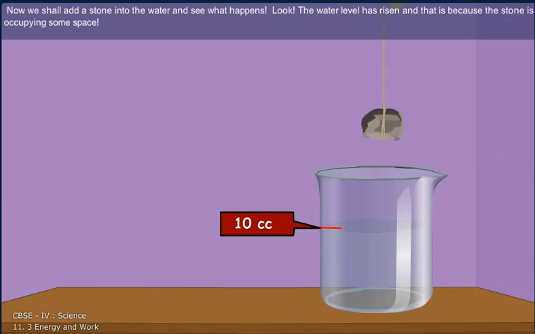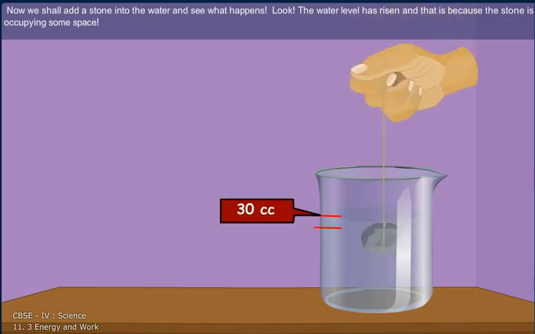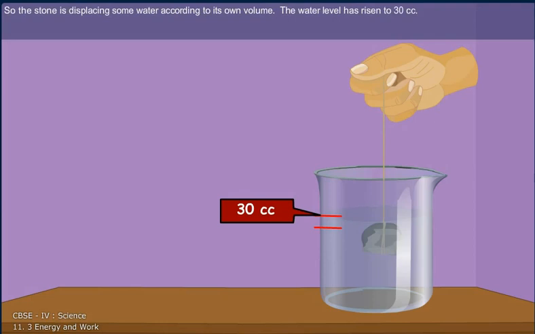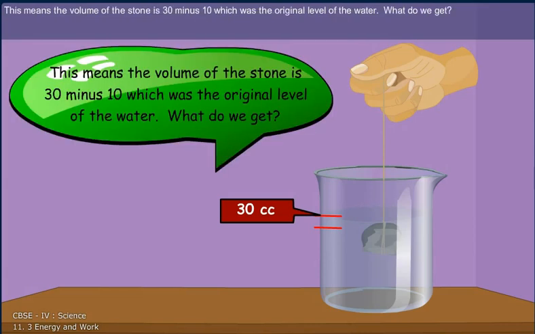Now, we shall add a stone into the water and see what happens. Look, the water level has risen, and that is because the stone is occupying some space. So, the stone is displacing some water according to its own volume. The water level has risen to 30 cc. This means the volume of the stone is 30 minus 10, which was the original level of the water.